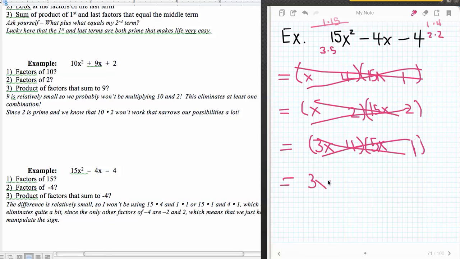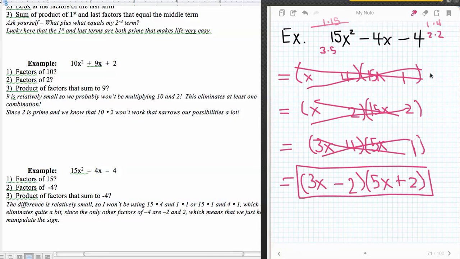So now I have the 3x and I have the 5x, and now my only choice is a 2 and a 2, and there's only one choice there, right? Because if I switch them around, it's no different. So outside is 6, inside is 10. The difference between 6 and 10 is indeed 4. Now I have to make that difference correct, so I need a negative 10 and a positive 4. And there we go.